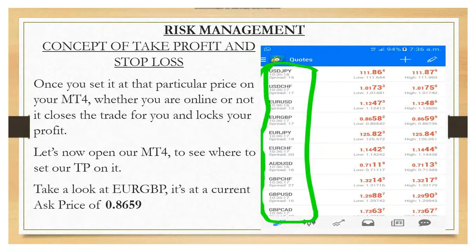Take a look at this image, the image on our right hand side. Take a look at Euro GBP. It is at a current ask price of 0.8659. That is the Euro GBP ask price. On our right hand side you can see 0.8659.